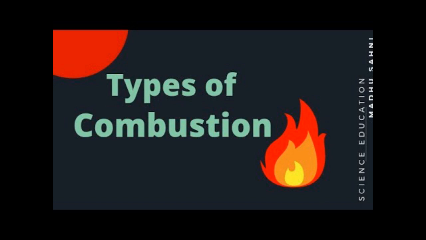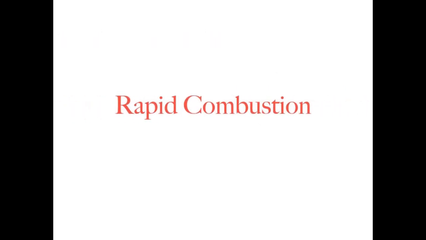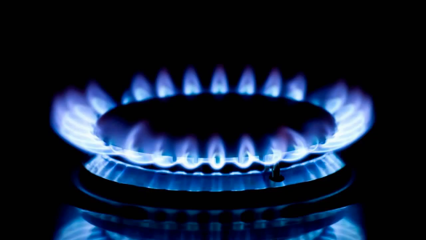We talked about combustion. Now let's see its types. Types of combustion are rapid combustion, spontaneous combustion and explosions. So what is rapid combustion? When the fire burns rapidly, meaning quickly, producing heat and light, it is known as rapid combustion. When you light a gas stove in your house, we can observe that the flame burns rapidly, right? This is known as rapid combustion.